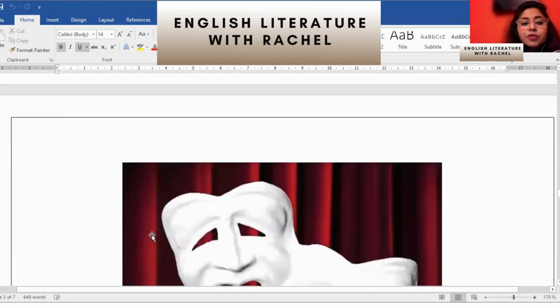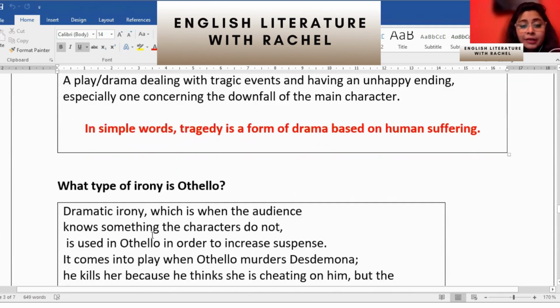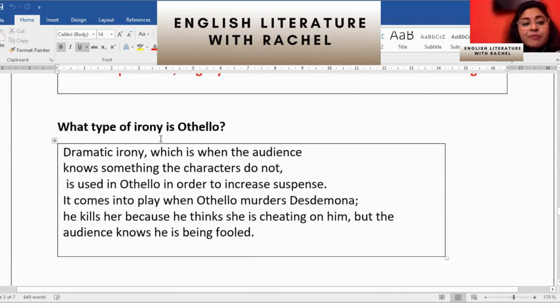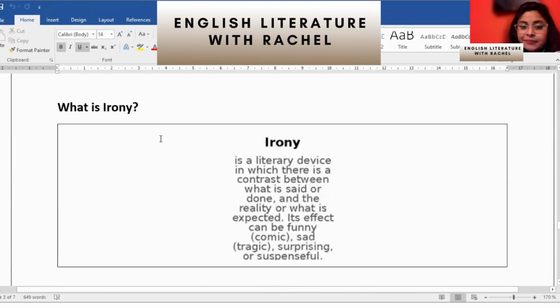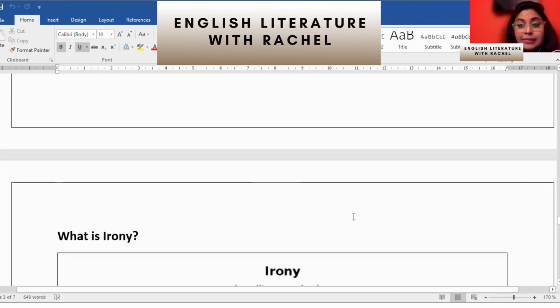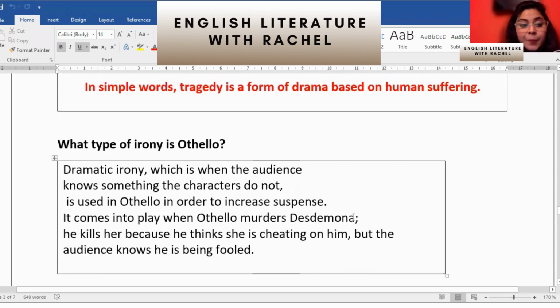So let's move to the topic of irony. So what type of irony is Othello? So let's see what irony is. Irony is a literary device in which there is a contrast between what is said or done and the reality or what is expected. Its effect can be funny, that is comic, sad, tragic, surprising, or suspenseful. So let's see what irony is in Othello.